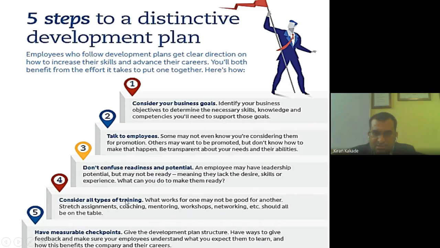Steps: have a measurable checkpoint. Consider all types of training. Don't confuse readiness and potential. Talk to employees, get the feedback, and consider your business goal. Align your competency model. For every critical role you have identified, you will have to build a competency model. What you require, what type of skills and knowledge you require from that particular leader, you need to identify, and then you need to talk with that person.